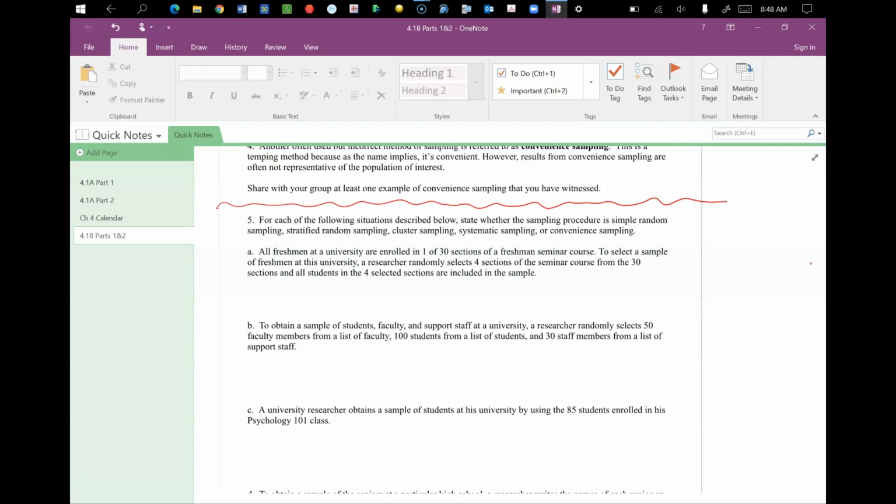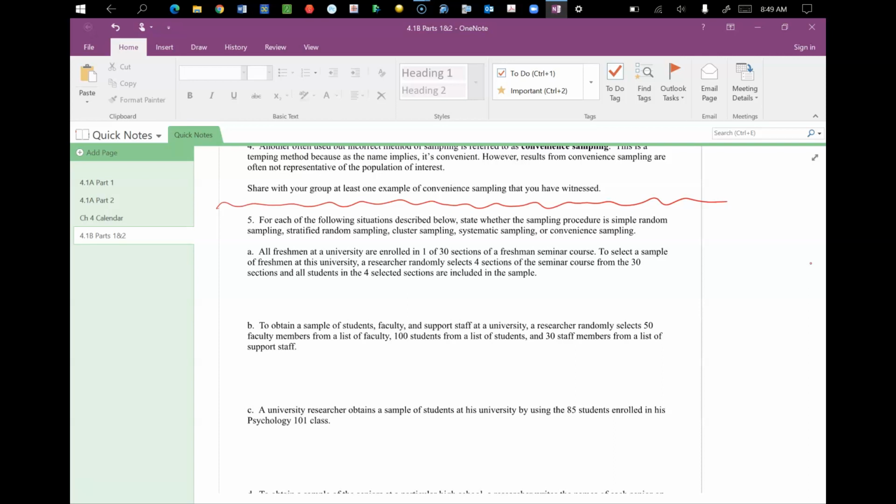However, it is a cluster sample because we've broken the population into 30 different groups, and we've randomly selected entire groups. It's a cluster sample, not a stratified random sample. In B, it says to obtain a sample of students, faculty, and support staff at a university, a researcher randomly selects 50 faculty members from a list of faculty, 100 students from a list of students, and 30 staff members from a list of support staff.